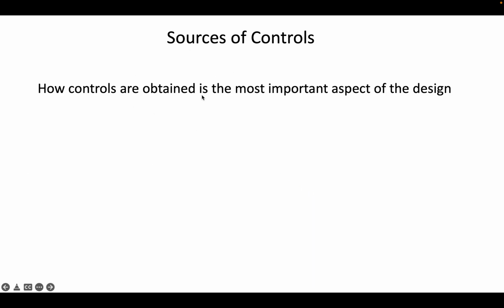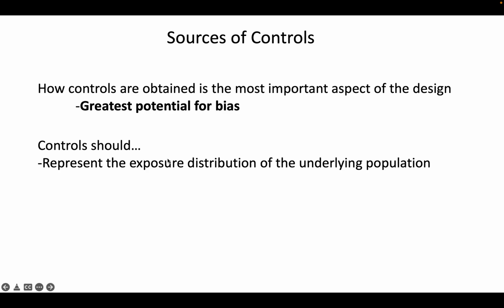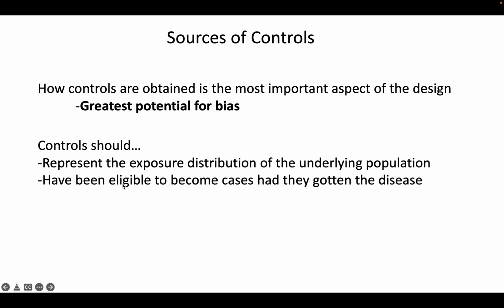So how controls are selected is the part of case control studies that is the most likely to be, if there was going to be a place where bias was introduced, this is a very, very good candidate. So it's really important to pick a good comparison group. Basically, some attributes that a good control group has is that it represents the exposure distribution of the underlying population, and these controls were eligible to have become cases if they had gotten the disease. Basically, if they had gotten the disease, they could have been picked as cases in our study.